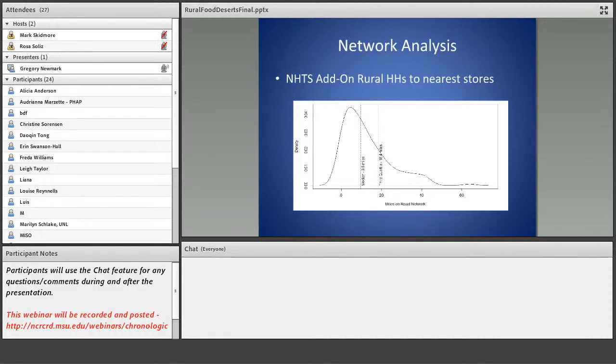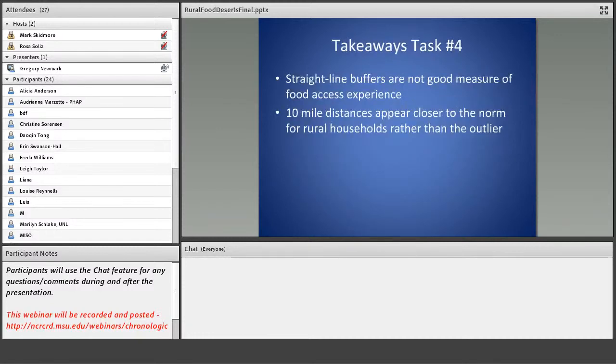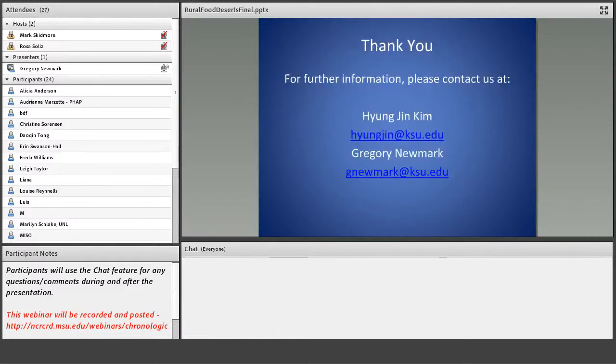So that is where we are, and I wanted to wrap up with our takeaway from this last task: that straight line buffers are not a good measure of the food access experience, and it also seems like the 10-mile distance is more of the norm than an outlier, and so we might want to reconsider what an appropriate distance is.